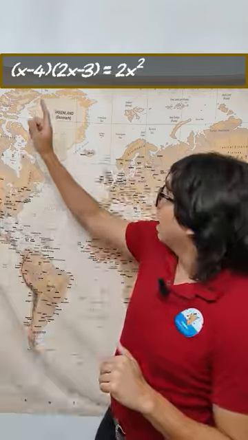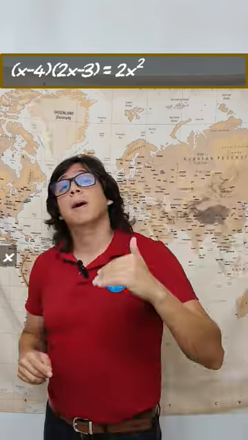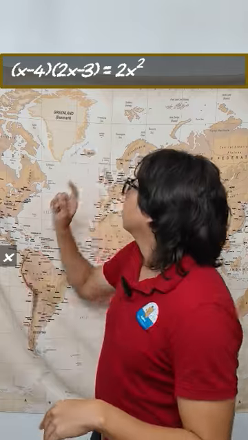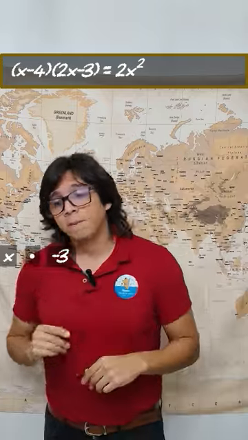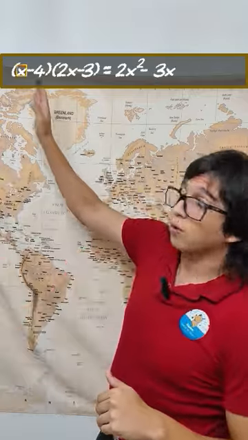Now we continue with that first term, the x in the first parenthesis, and now we multiply it by the second term in the second parenthesis, or the negative 3. X times negative 3, negative 3x, and we move it to the answer. We finished distributing the first term.